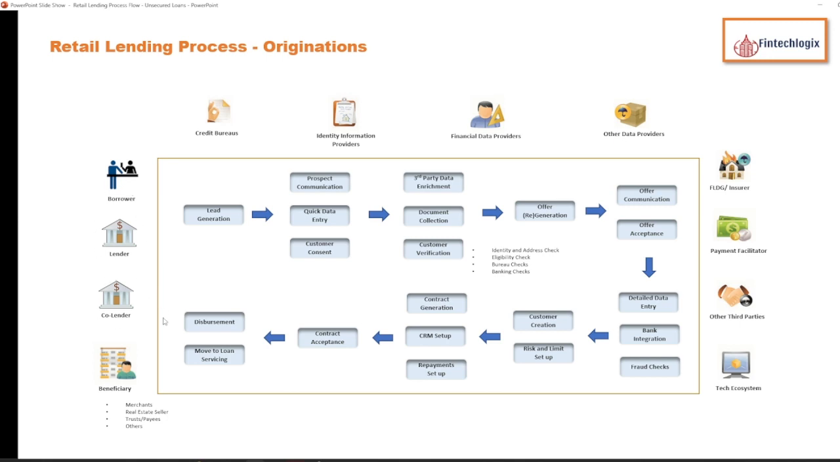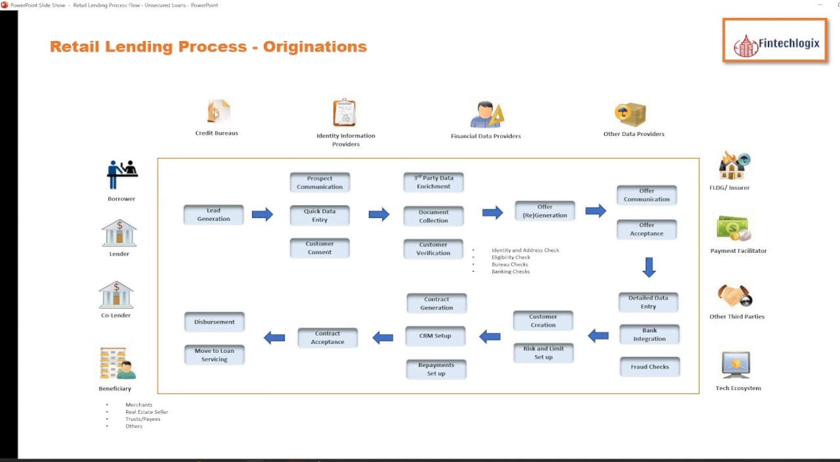Sometimes we have co-lenders involved. So one lender does not give all the funding to a borrower. It might be for risk prospect, or if the loan exposure is quite high. In that case, co-lenders get involved. So both lender and co-lender facilitate the funds flow to the borrower, right? So they give the lending.